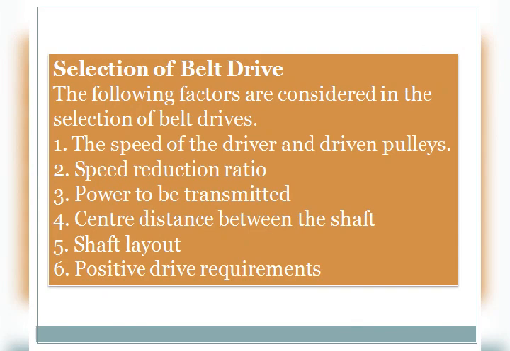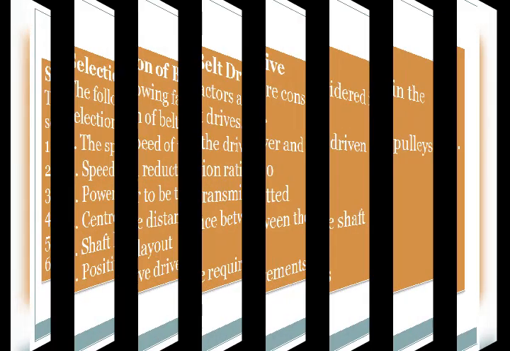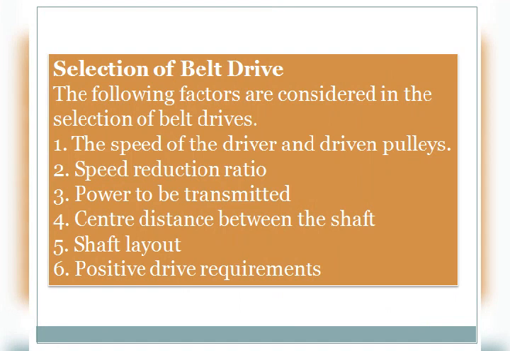The last element is selection of belt drive. What are the factors we need to consider for selecting belt drives? First one, the speed of the driver and driven pulleys. It is very important while deciding whether to go for belt drive or some alternative kind. We have to decide at what speed the driver is rotating and at what speed we expect the driven pulley to rotate. Next one is speed reduction ratio. How much should the speed be reduced?